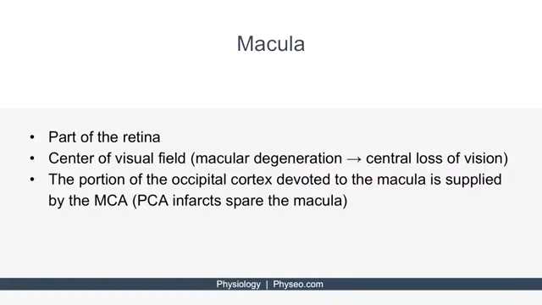So the macula is a part of the retina. It's, again, the center field of vision, and it's the center of the retina, essentially. So macular degeneration would lead to central loss of vision. Now the portion of the occipital cortex devoted to the macula is supplied by the middle cerebral artery. So if you have a posterior cerebral artery infarct that damages the occipital cortex, then we will have macular sparing. It'll spare the macula. And we'll explain this situation in a little bit more detail when we get to the vascular portion of this lecture.